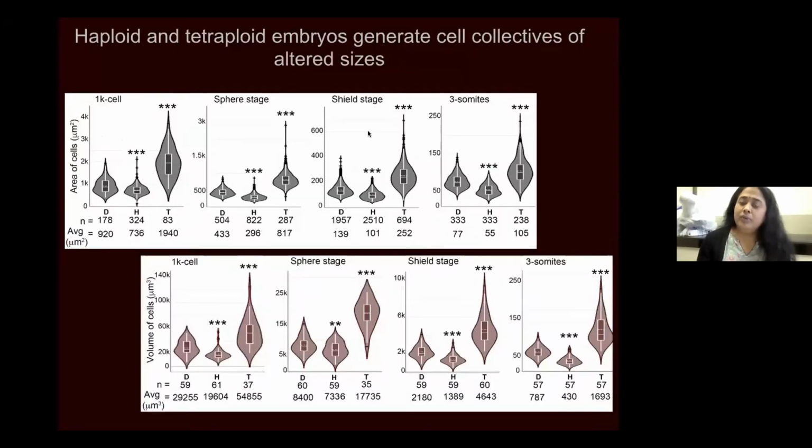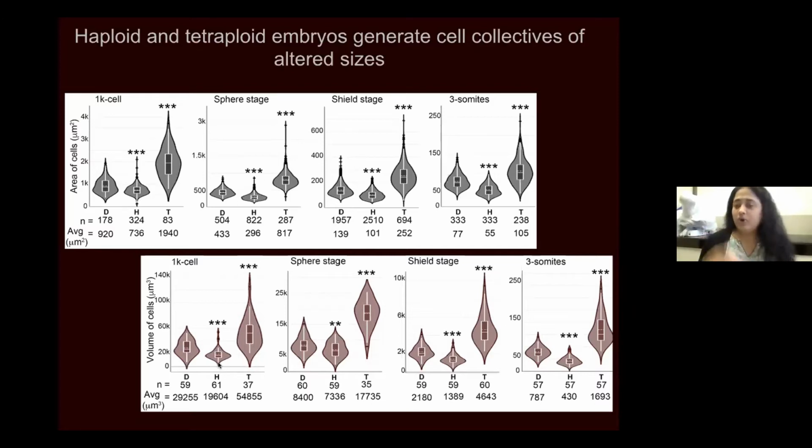Now, this is a quantification of that for both cell areas and cell volumes, where, all through development, so at every stage of development, when you compare a haploid cell versus a diploid cell, its average cell size is smaller. So on average, haploids are made of much smaller cells. Tetraploids are made of much larger cells, and that matches with area as well as volume.